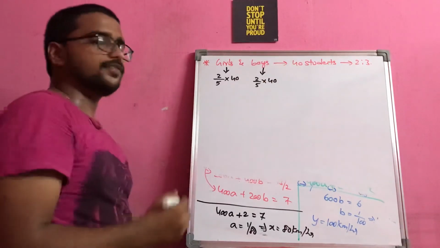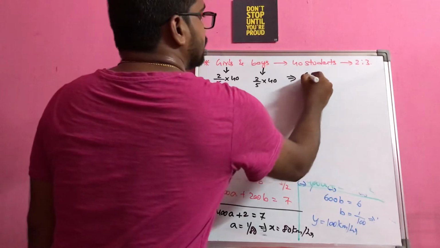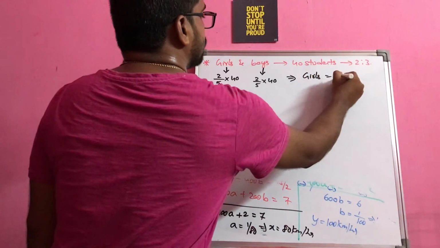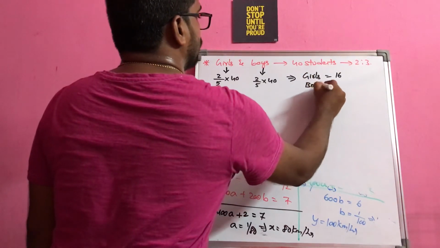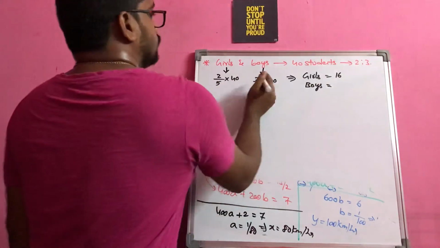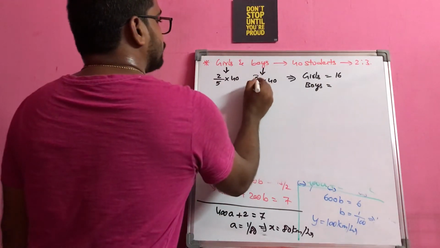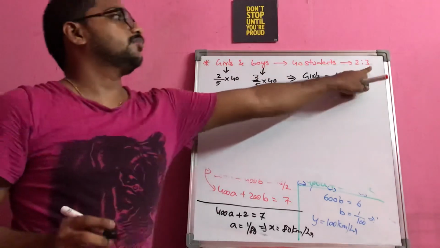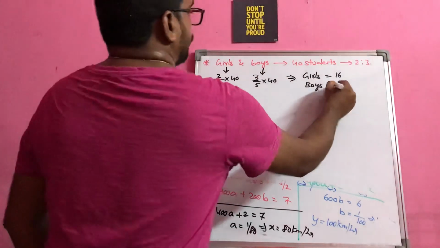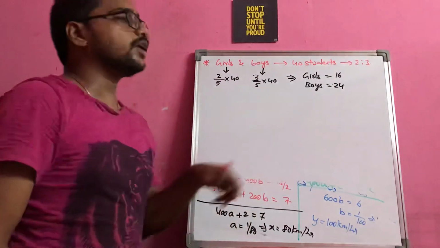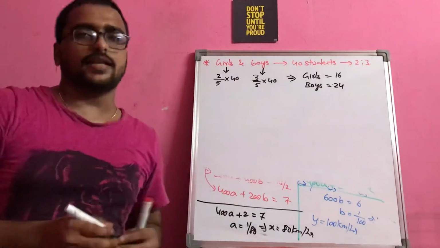So hope you are clear with this. That means it is giving us the information that girls is equal to 16 and boys is equal to, sorry, this is 3 by 5, because boys are 3. So 8 3s are 24. Totally you can check, 16 plus 24 is 40 again.